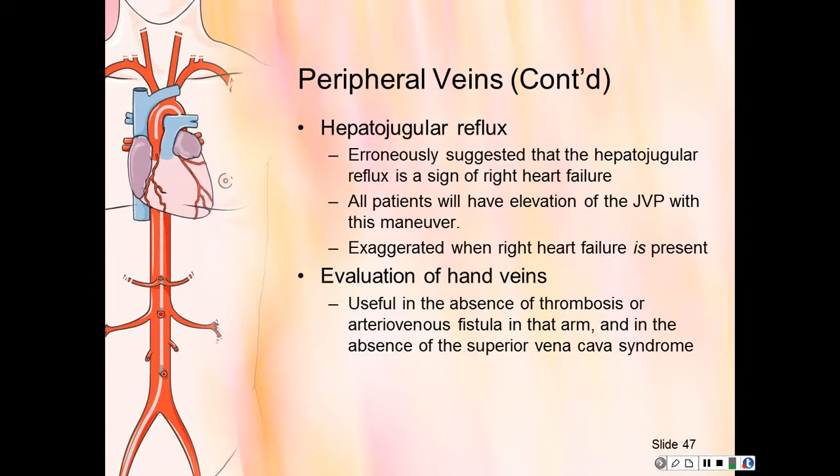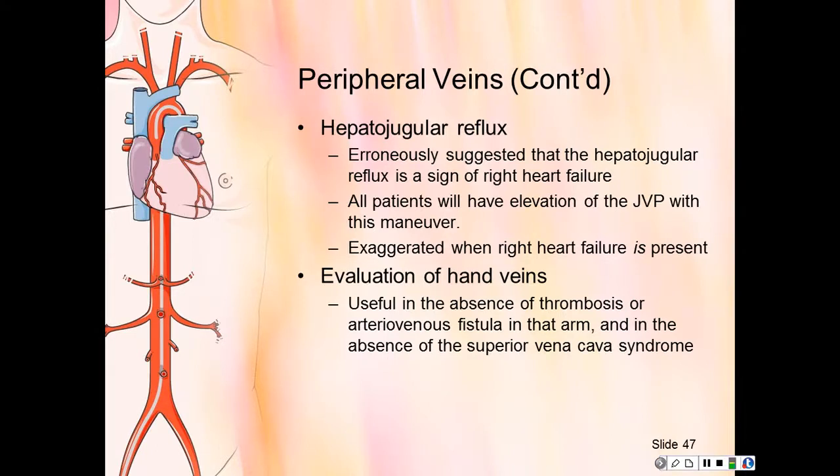The hepatojugular reflex is a sign of right-sided heart failure. It often goes with it, but it doesn't mean that you have it all the time. As patients have elevation in the jugular vein pulse with this maneuver, whenever you push down on the liver, there's going to be an elevation in the jugular vein pulse. It is exaggerated, or greater than 1 inch, whenever heart failure is present.